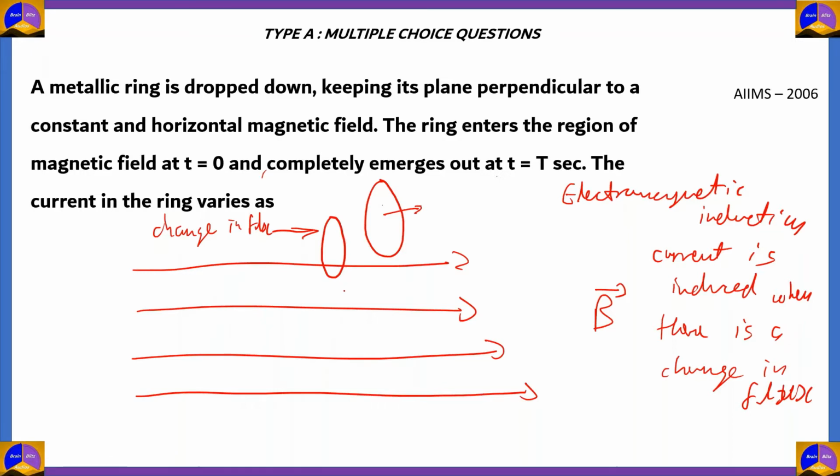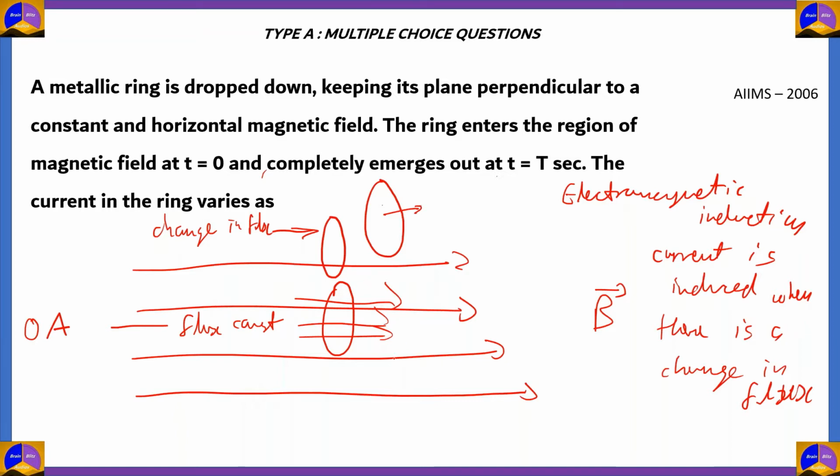After some time, you notice that the metallic ring is now completely inside the magnetic field. So in this case, you find that even if the ring drops down, the magnetic field stays constant because this is falling under a constant and horizontal magnetic field. So we have a constant flux, so therefore 0 current.